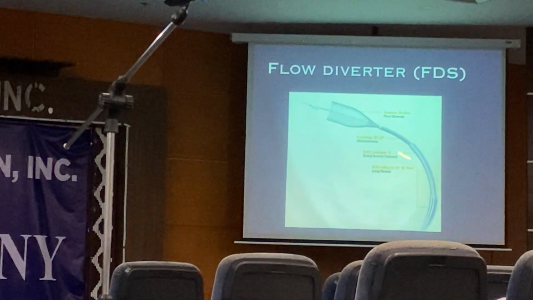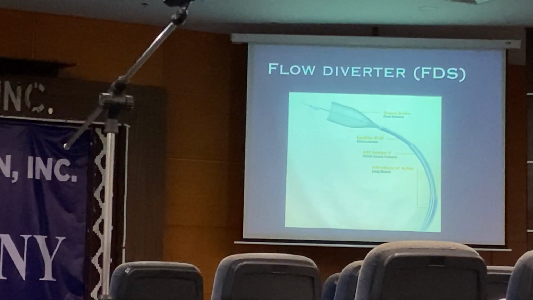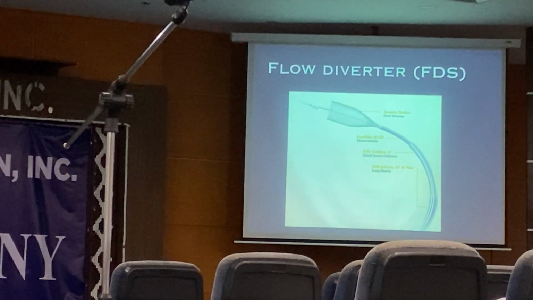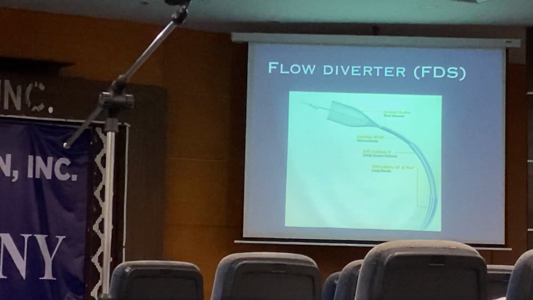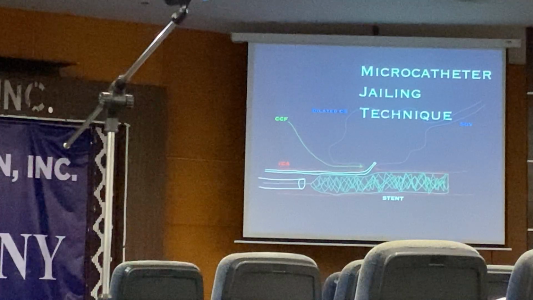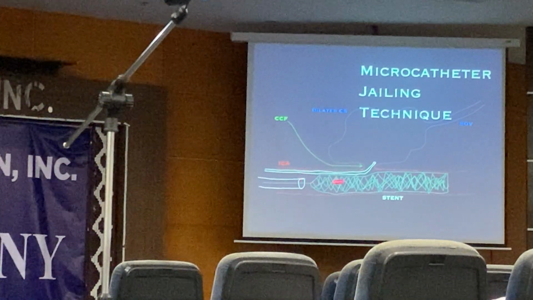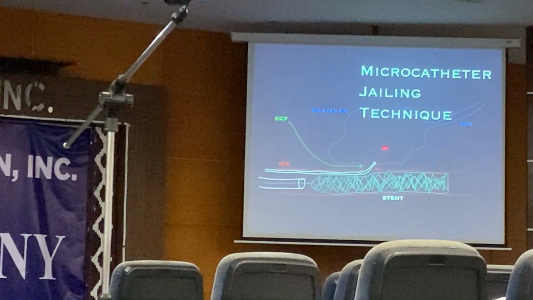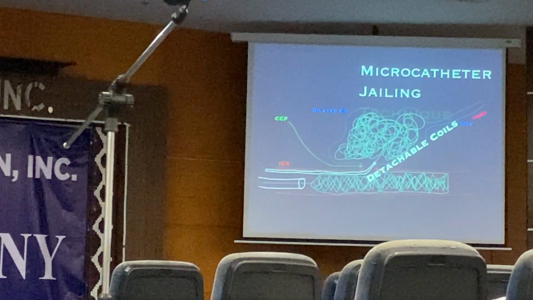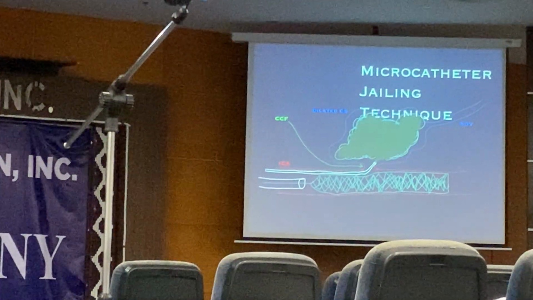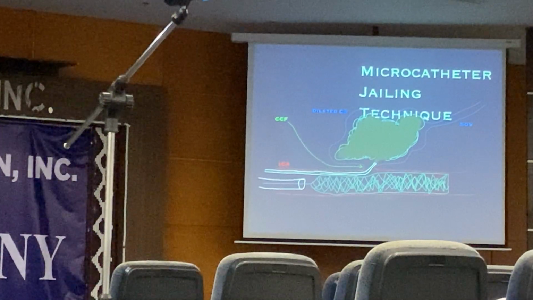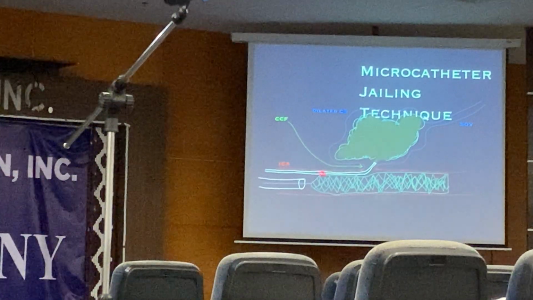This flow diverter looks like a stent. The mesh is very thin, and we put it into the internal carotid artery to block the fistula. So this is how it would look. They have dropped it. So let's say this is the stent, and then with the jailing technique, we put in the microcatheter, and then pack it with coil, and then glue as well. So we're able to preserve the internal carotid.